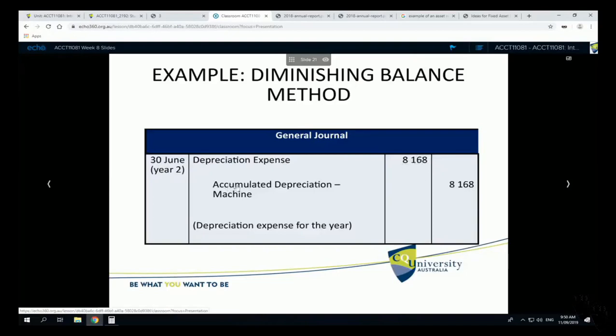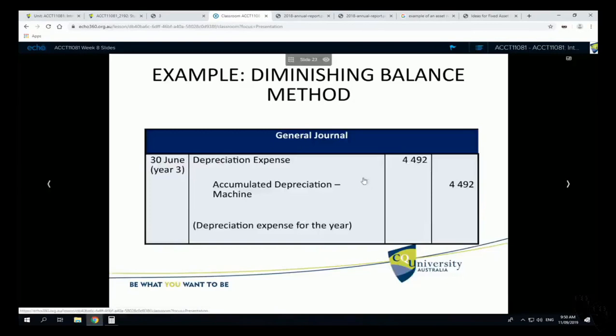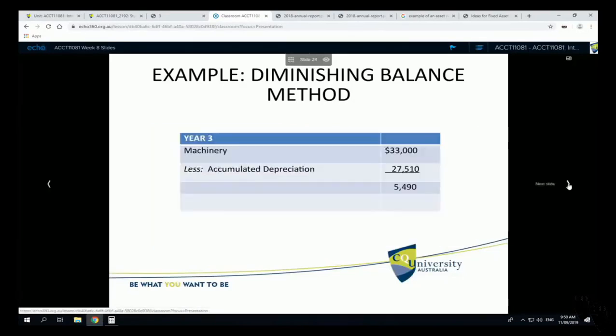This 8,000 here, we're accumulating it. It's going to get added to the first year's depreciation of 14. So on our books, we're now up to 23 odd thousand of accumulated depreciation. So our diminished value is now 9982. That's what we apply the 45% to determine depreciation for year three. So for year three, we record depreciation and so forth. Okay, so that's diminishing value method.